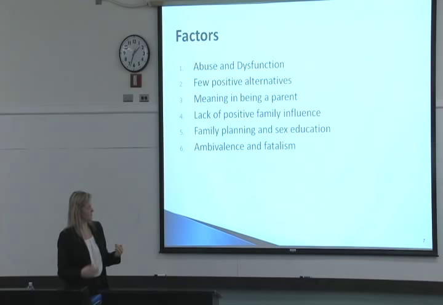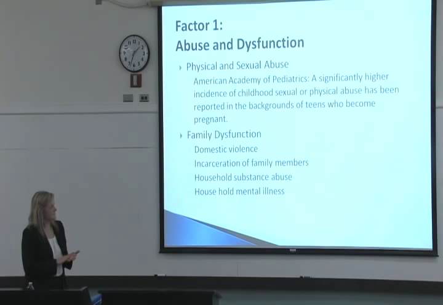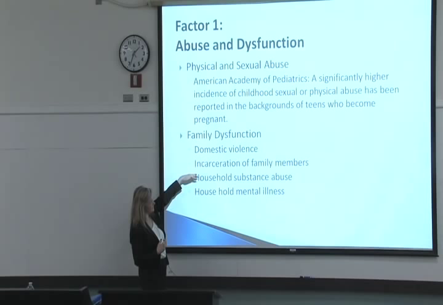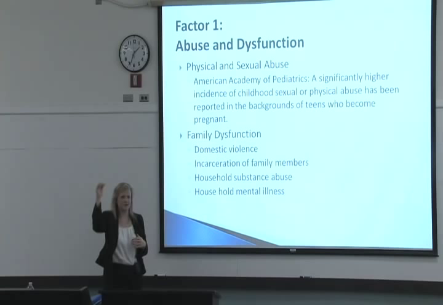American Academy of Pediatrics found that a significantly higher incidence of childhood sexual or physical abuse has been reported in the backgrounds of teens who become pregnant. And another study found that as these types of issues increase in a child's life, so domestic violence plus incarceration of family members plus household substance abuse plus household mental illness, that increases the likelihood that a young person will become pregnant in foster care.